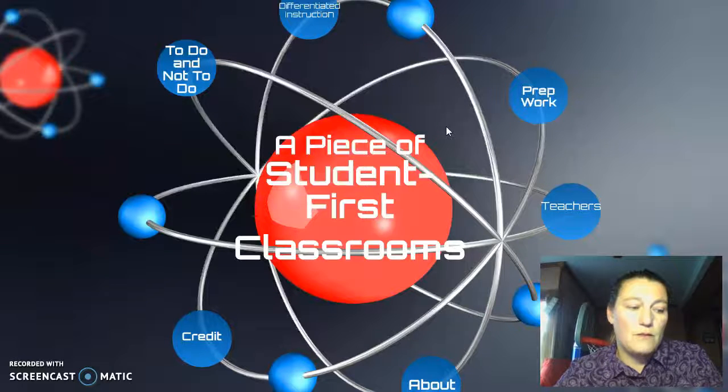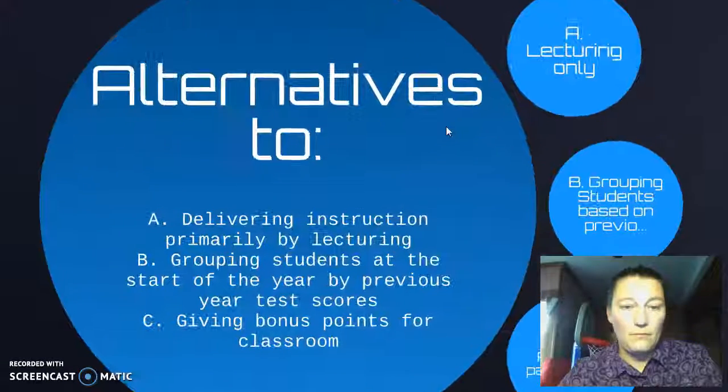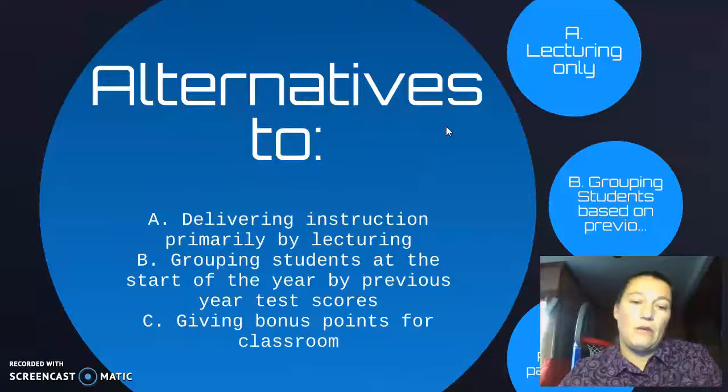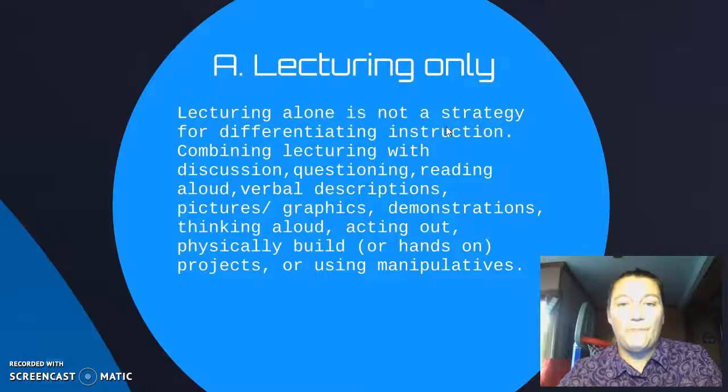Then number 5 was some of the common classroom practices at our school. Explain why they are not examples of differentiated practice. The 3 different ones were A, delivering instruction primarily by lecturing. B was grouping students at the start of the year by previous year test scores. And C, giving bonus points for classroom participation. So let's start with A.